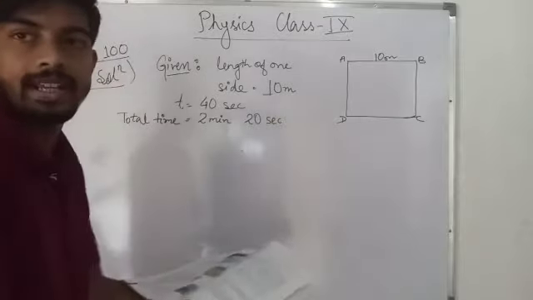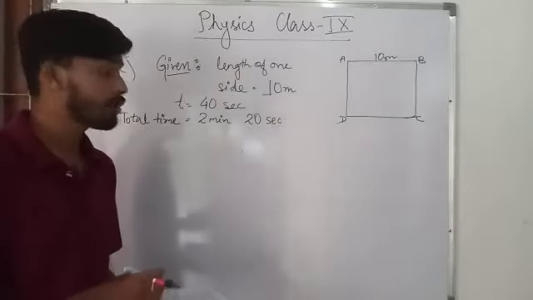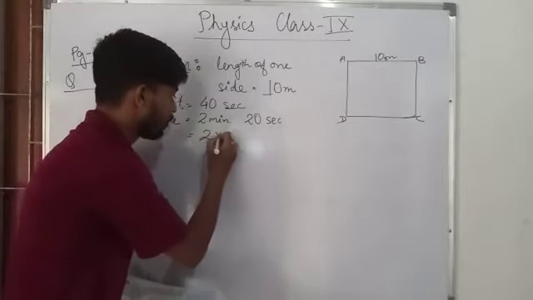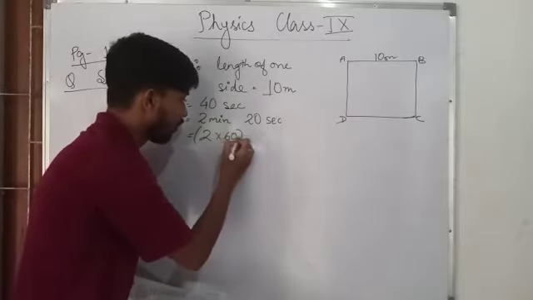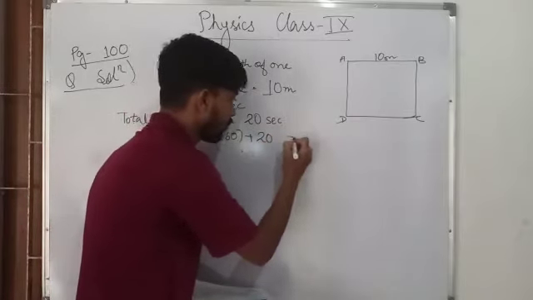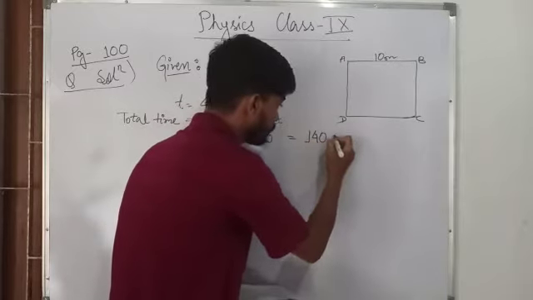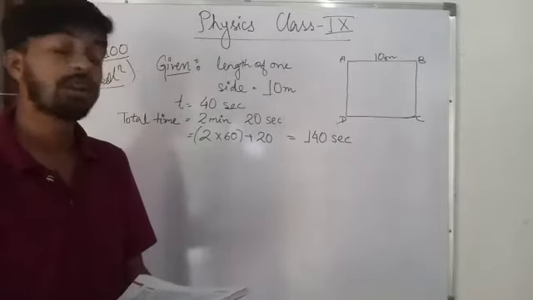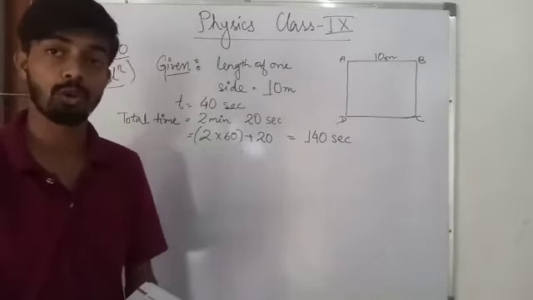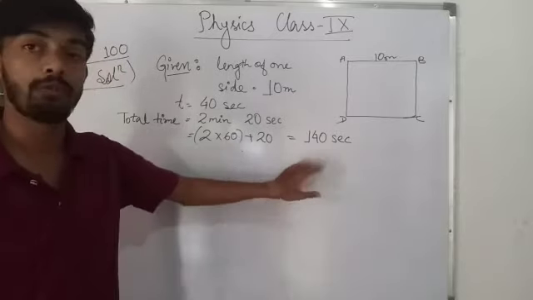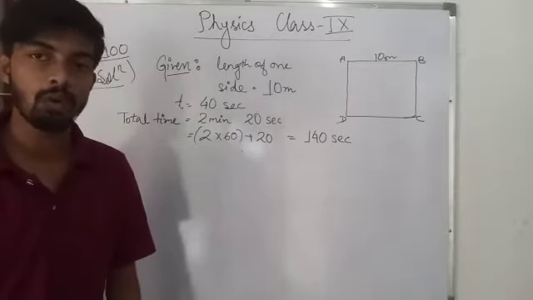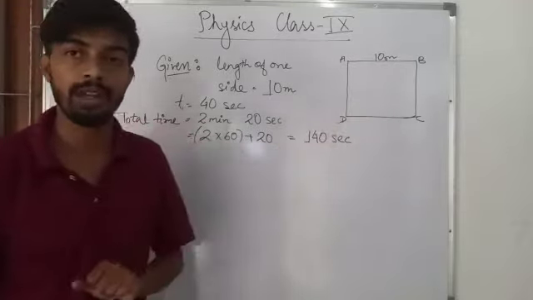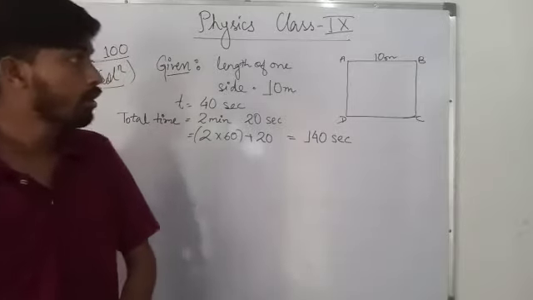2 minutes 20 seconds. We'll convert this 2 minutes 20 seconds into seconds. So this will be 140 seconds if we are converting 2 minutes 20 seconds directly into seconds. So the total time taken by the farmer is 140 seconds. Now we need to find out that in 140 seconds how many rounds of the field the farmer can complete.